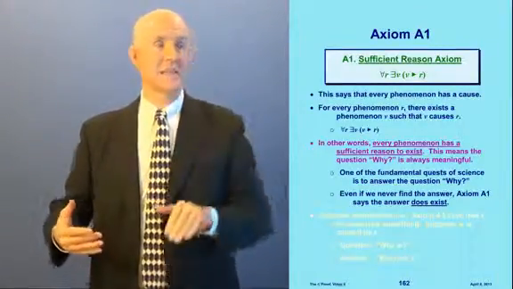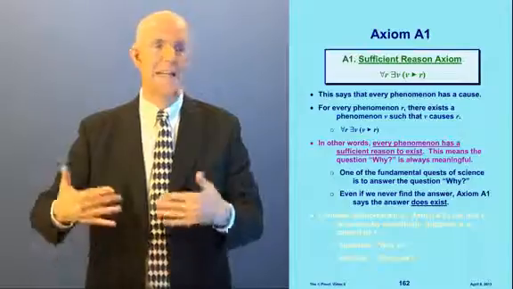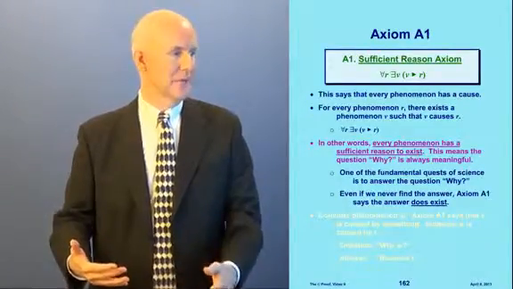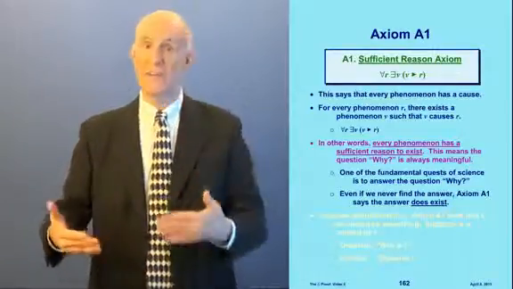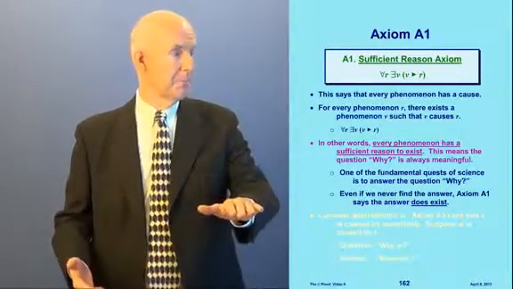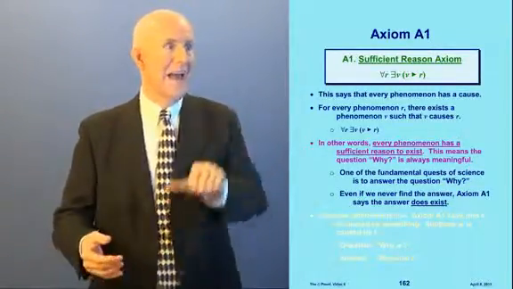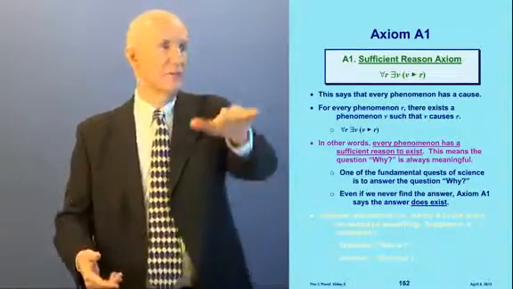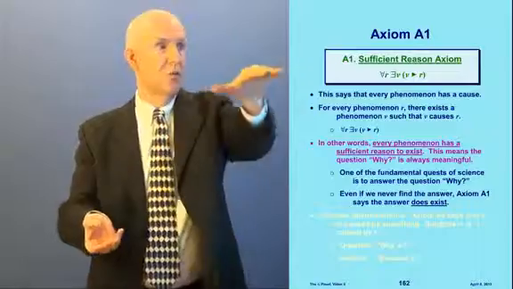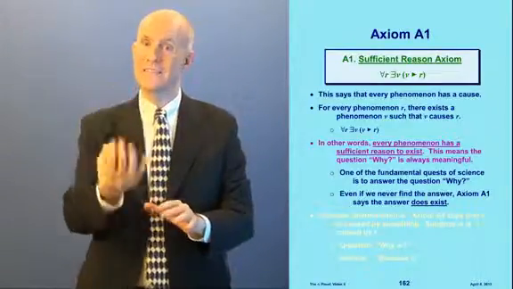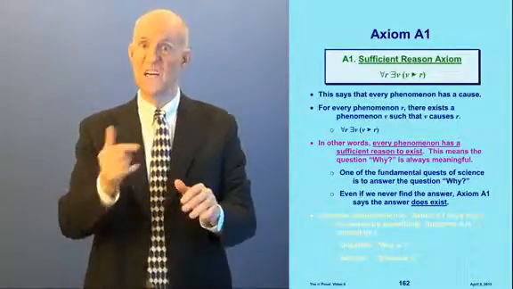This means that the question why is always meaningful. And one of the fundamental questions of science, as I have said, is to answer the question why. Even if we never find the answer, axiom A1 says the answer exists. This says whatever the phenomenon, whatever R, and put any R in there you want, then there exists something, V, which causes it.